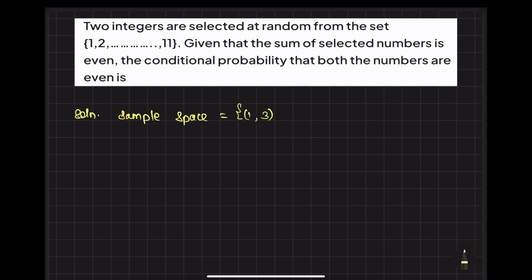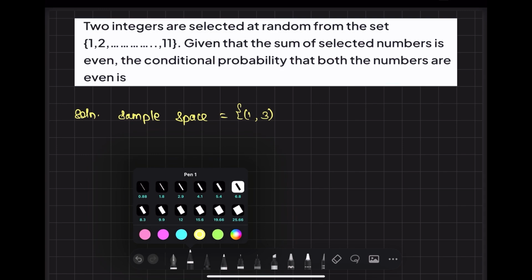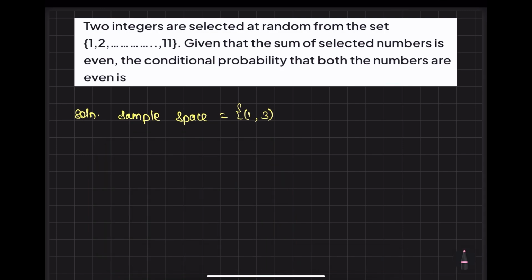Now 6. If it is 6, you can go with 1, 5. Okay, it is a selection; the arrangement is not making any sense. So for 6, 1 and 5, and then 2 and 4. 3 and 3 is not allowed. So 6 is done.